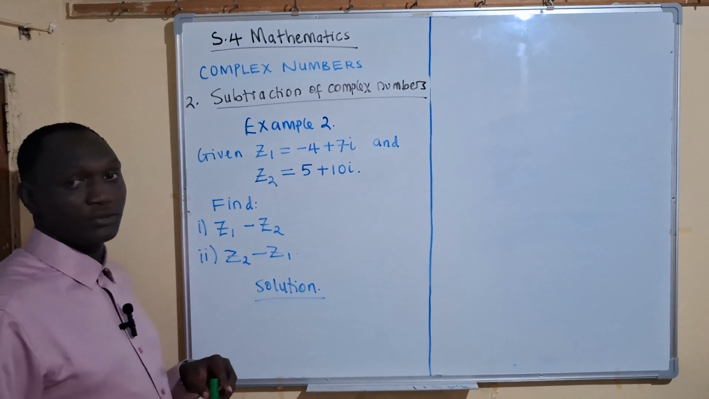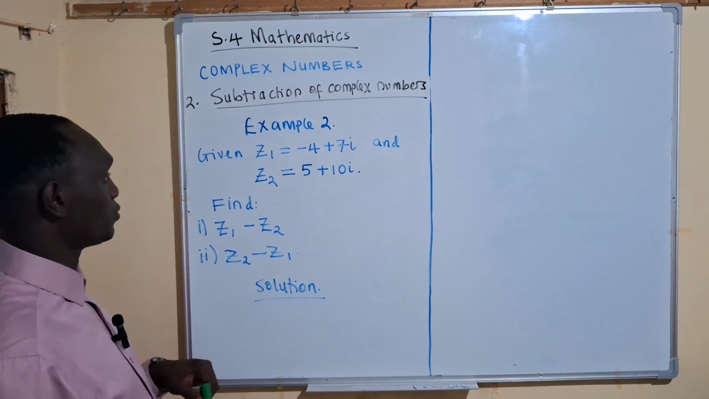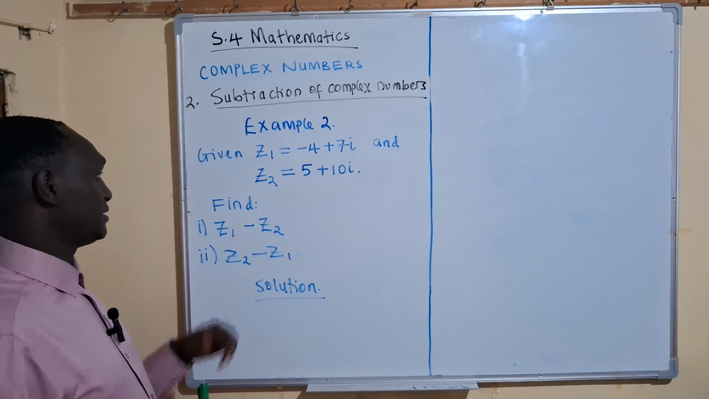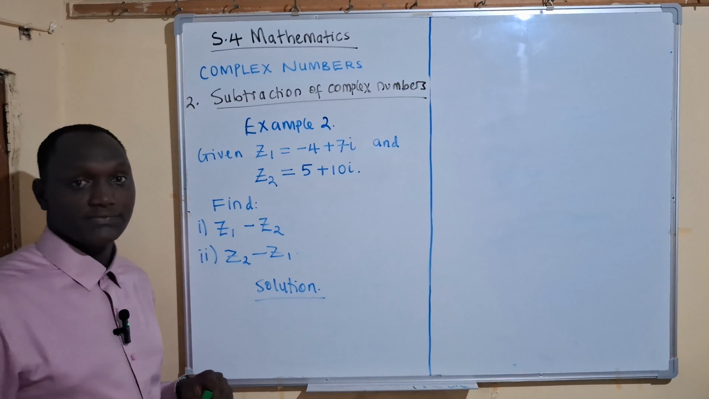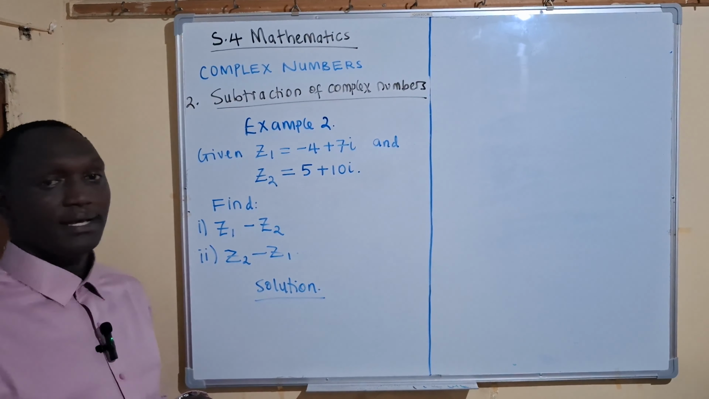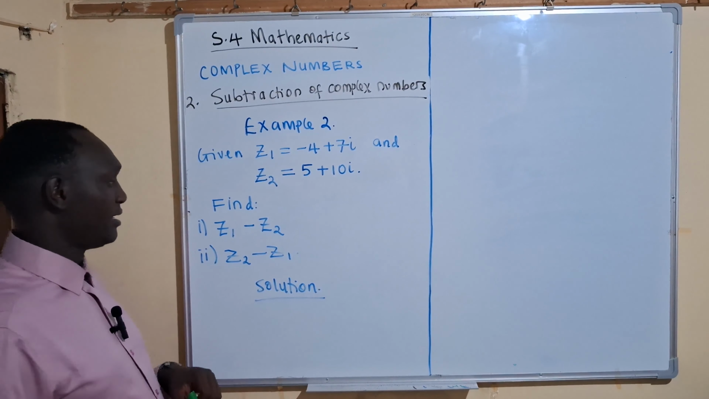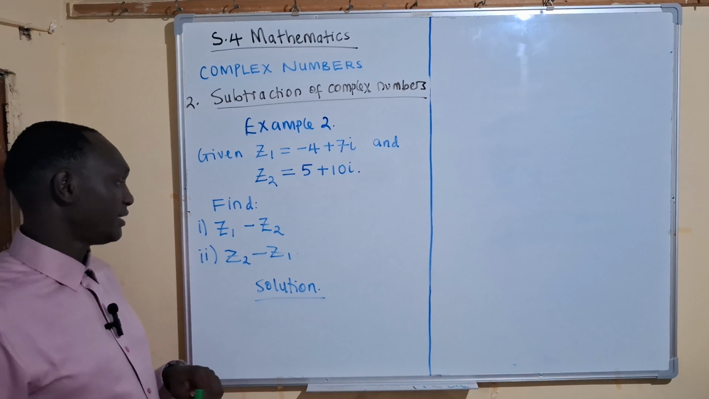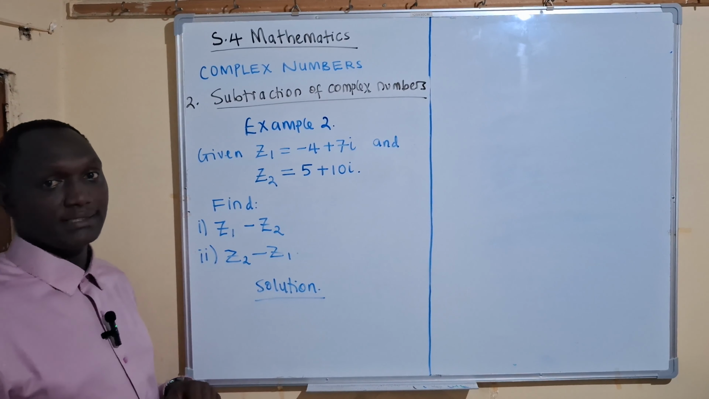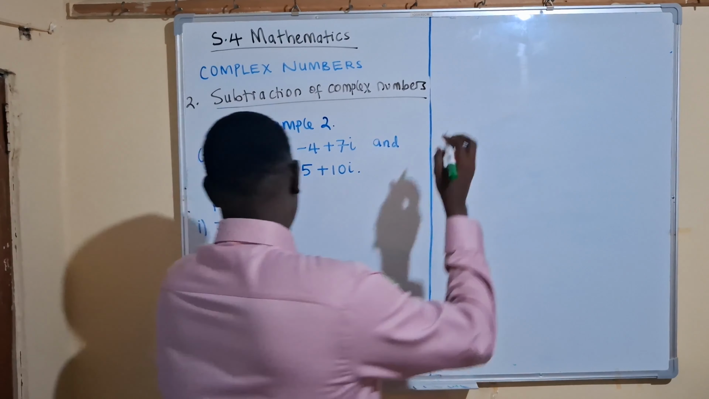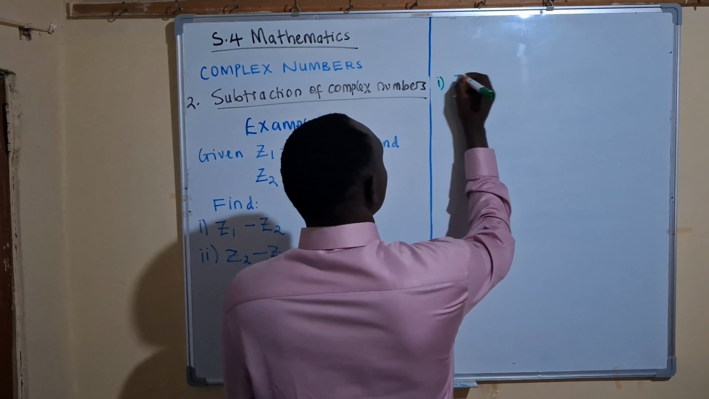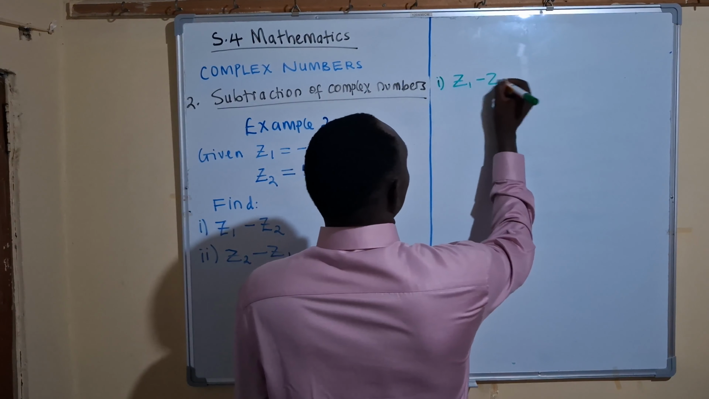We are doing subtraction of complex numbers and we are on example 2. Example 2 says that given z1 as negative 4 plus 7i and z2 is given as 5 plus 10i. The first part is telling us to find z1 minus z2. So that is subtraction. Part 1 says what is z1 minus z2.